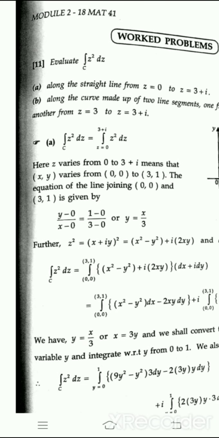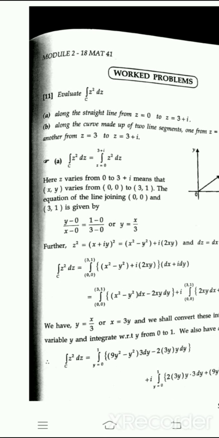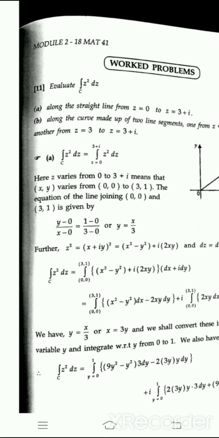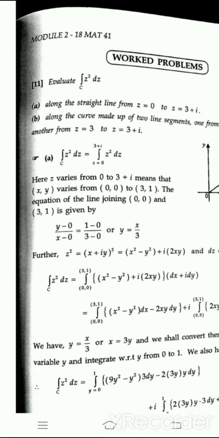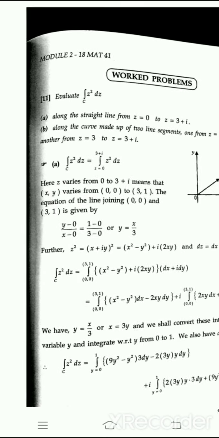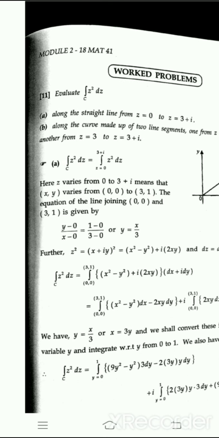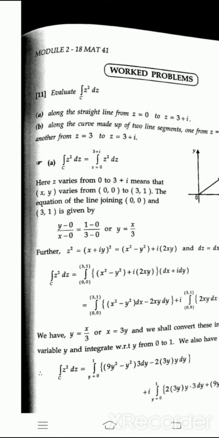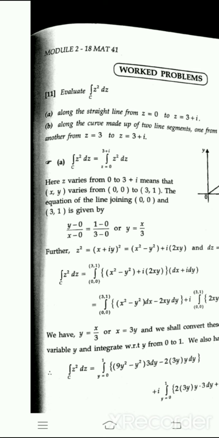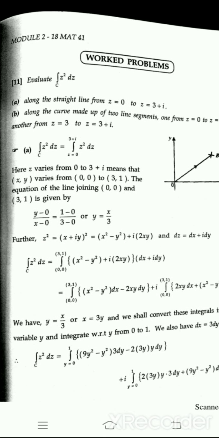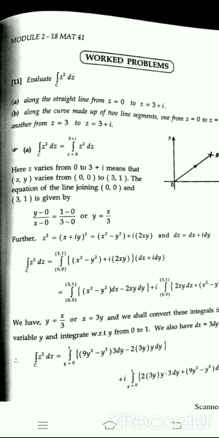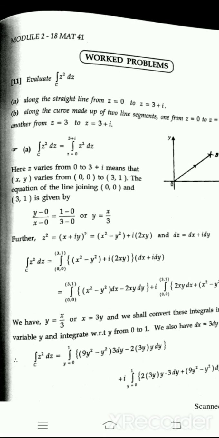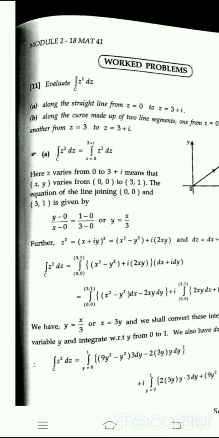First, along the straight line from z equals 0 to z equals 3 plus i. Second, along the curve made up of two line segments, one from z equals 0 to z equals 3, and another from z equals 3 to z equals 3 plus i. What is the integral of z square with respect to dz? It means the integral from z equals 0 to 3 plus i of z square dz.